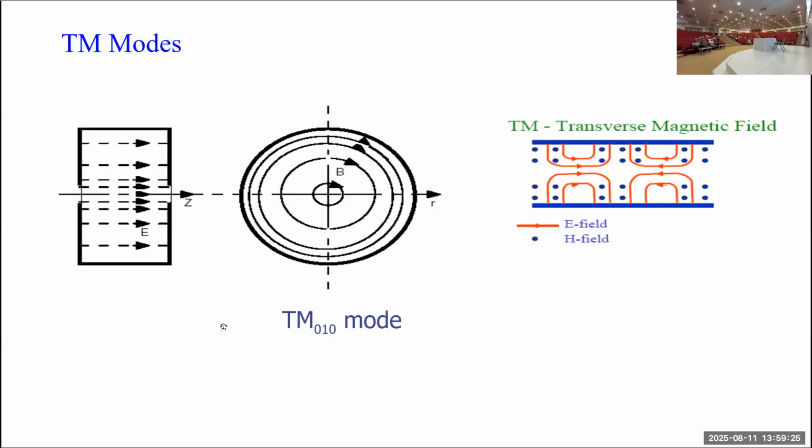Here it is TM010 mode, TM mode. So the electric field is along the direction of propagation, and the magnetic field is along the transverse direction of the propagation. So here we have shown that the electric field is along the propagation, and the magnetic field is along the walls. It is maximum near the walls and minimum at the center.